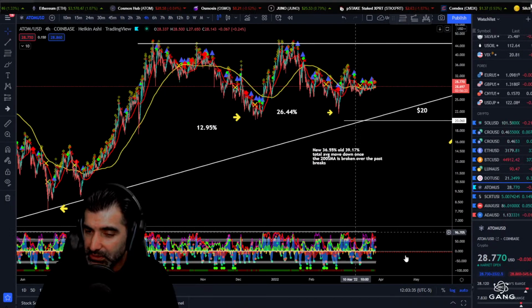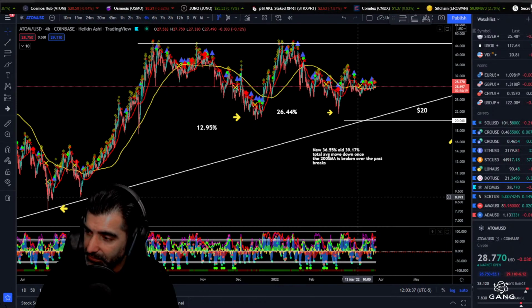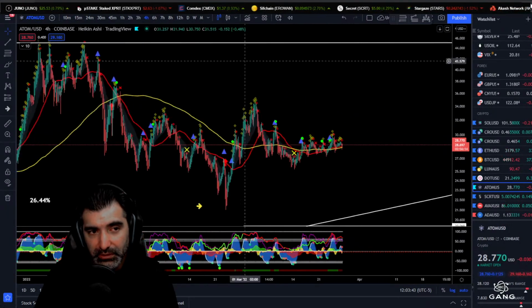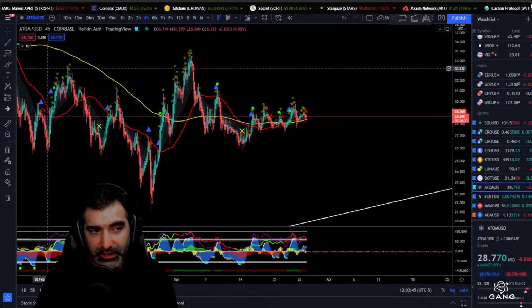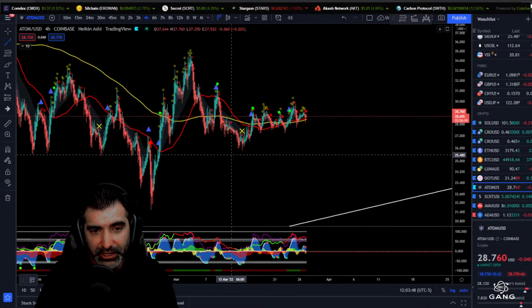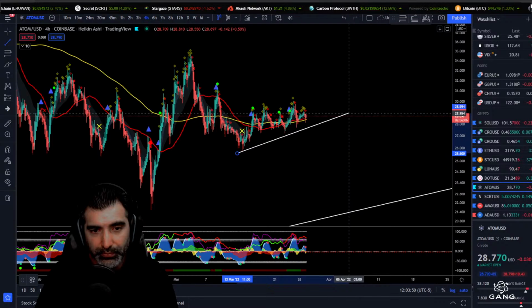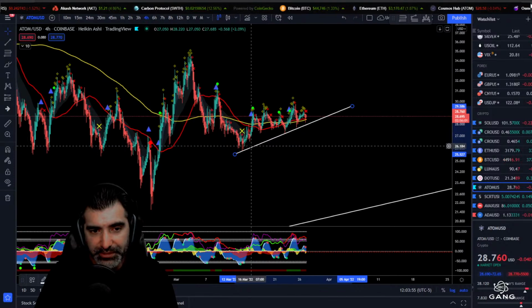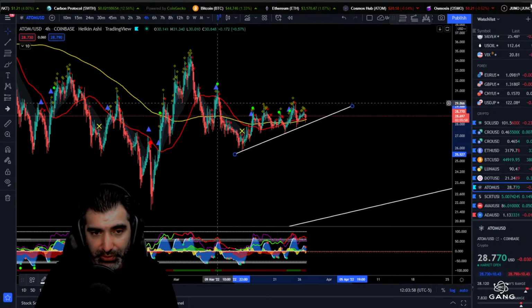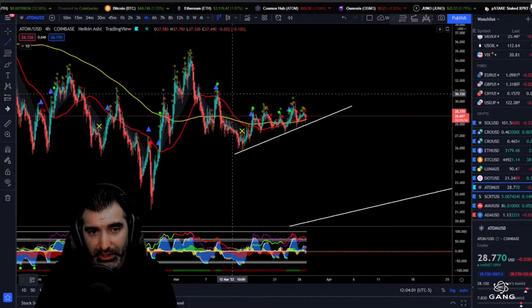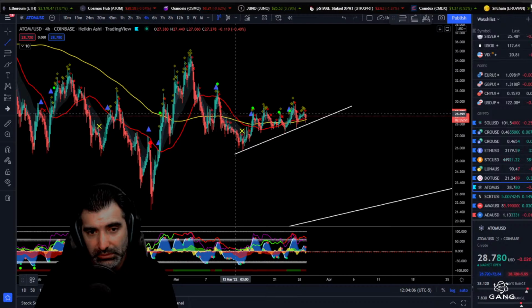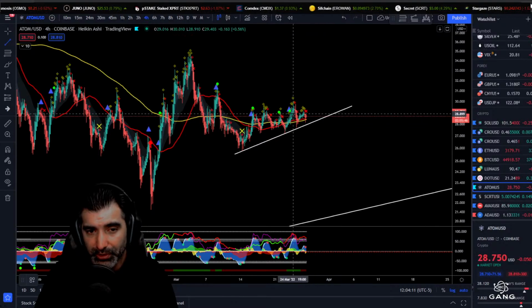Atom right now, guys, still kind of just ranging around 28.77. We're on the 4 hour right now, so you guys can get a better idea, but we're just kind of ranging. We got that move to the upside. We got basically 3 touches right there. I don't know where I would want to call that. Keep it simple. There's really not a pattern right there.